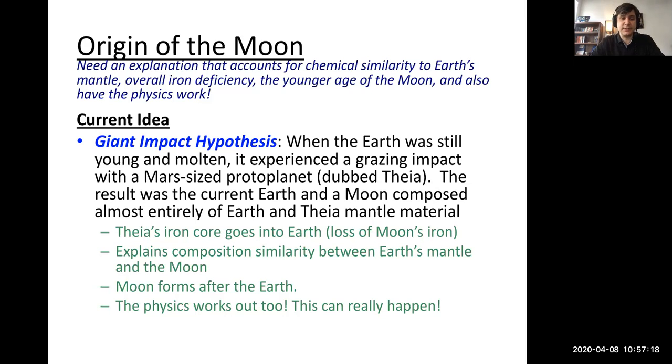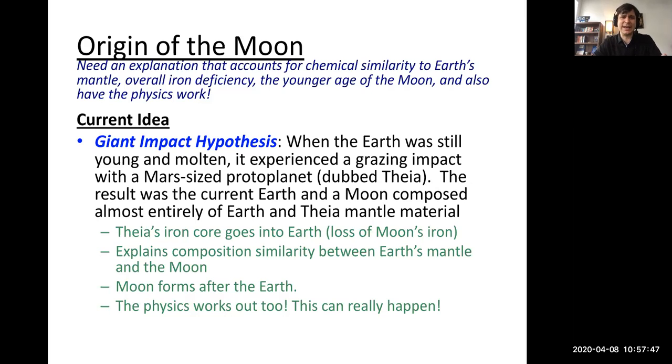This is having the moon form after the Earth. We had the collision of the protoplanets that then led to the formation of a third object, the moon. And then the Earth and Theia kind of combined, and some of the material of Theia went into the Earth, some went into the moon. And believe it or not, the physics works out. This can really happen. It's not that hard to build physics into a computer model that can form a variety of moons this way. So the physics actually works out as well.